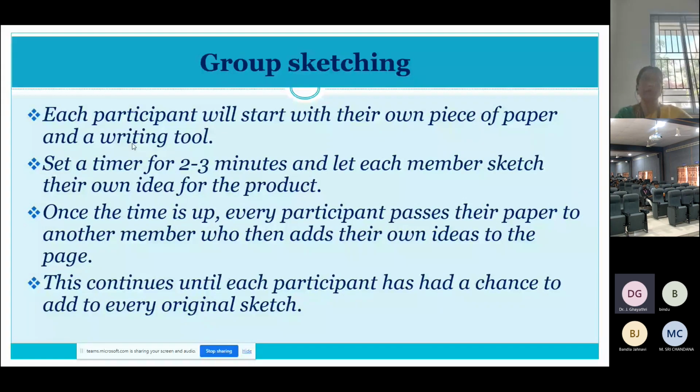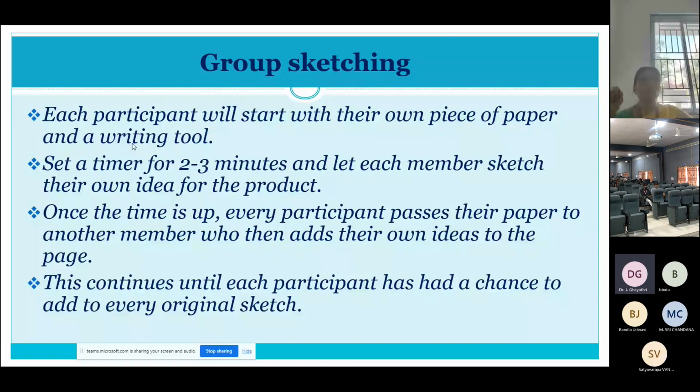You just take one product. If you want to find out some drug for a disease, then you just sit with a piece of paper and a pen, and fix a timer for 2 to 3 minutes. Then you have to think what are the solutions for that disease, what drugs will help to minimize the impacts of that disease. You can think and write the ideas. So this is group sketching.